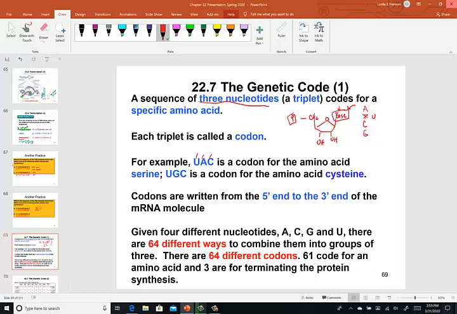nucleotide that contains the base uracil, followed by, remember, the phosphodiester linkage that attaches to adenine, and another phosphodiester linkage to cytosine. 3 bases in a row. That's a codon for an amino acid. This amino acid happens to be serine.